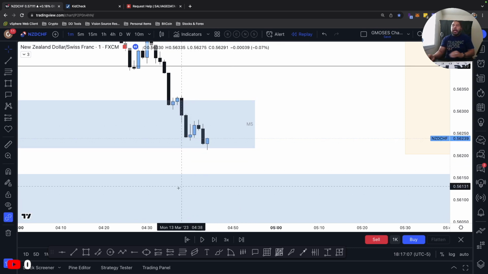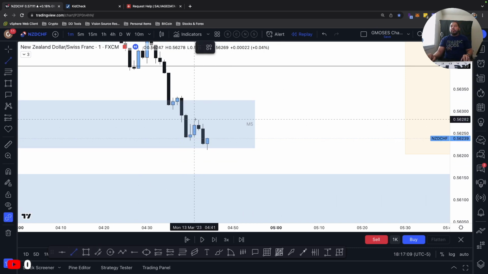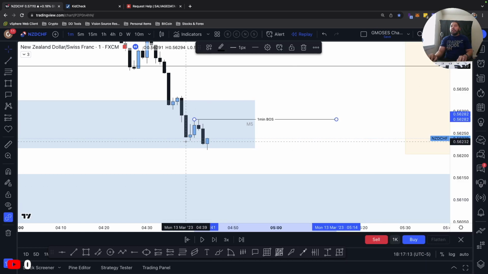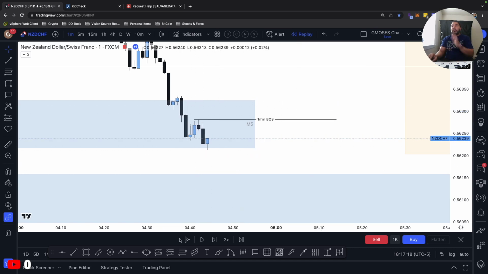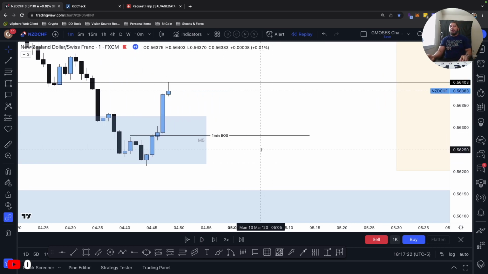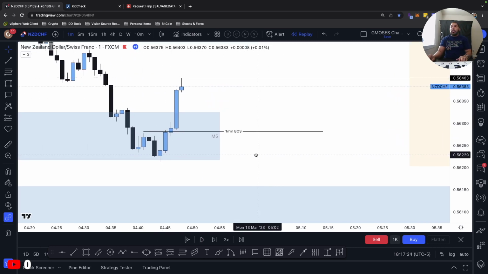So let's see. This actually is our break of structure point here, because this is more than a 2-candle pullback. We have here 1, 2, and then we also got a drop that broke this low here. So let's see what we get. Okay, bam. There we go. There's our break of structure on the 1 minute.